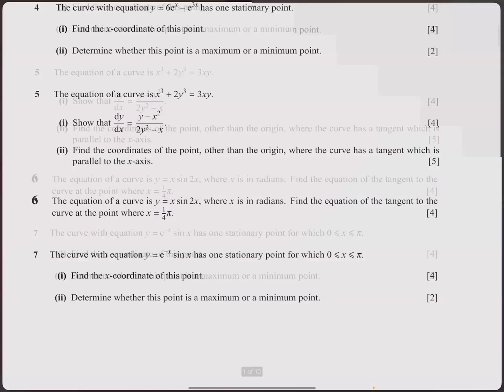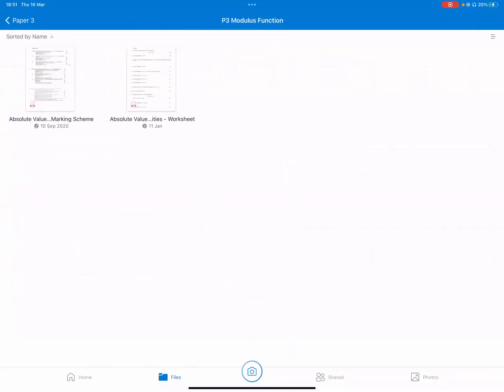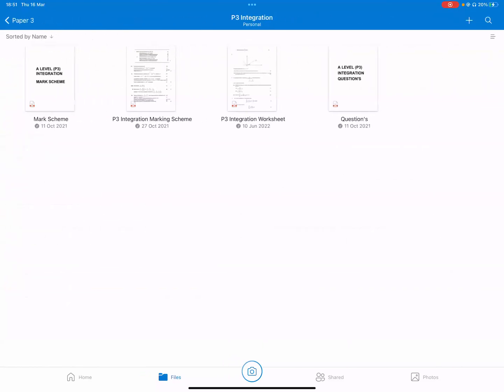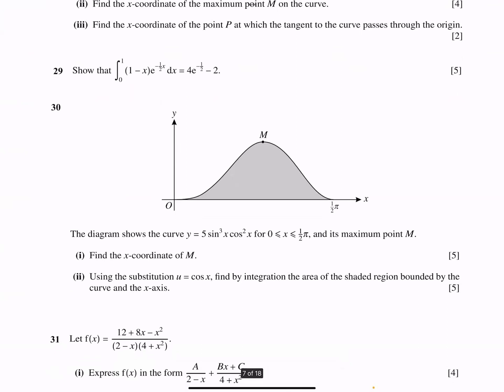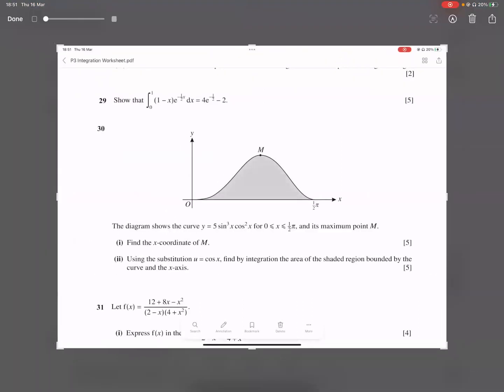So let's start with the one that Arib asked about, question number 30 from the worksheet. Let's start with that. P3 integration. This is the worksheet that's uploaded there. And you have questions assigned from this as well. Let's try this. This is question number 30 from the worksheet. Let's see how we can do this.